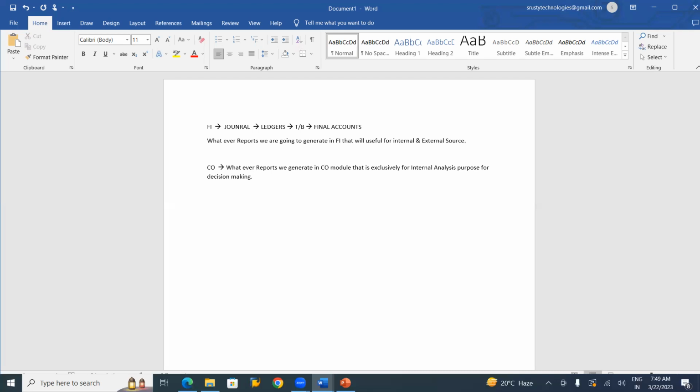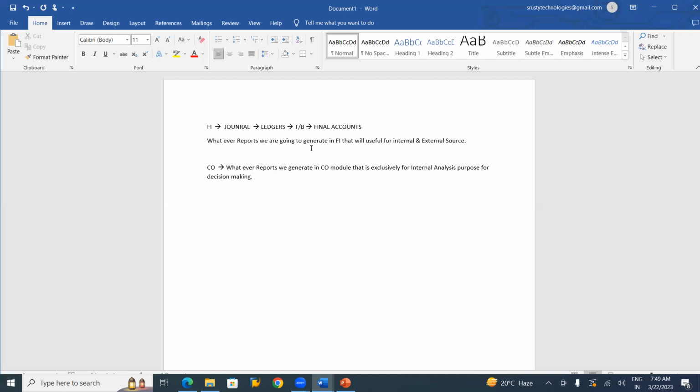Your material reports or your cost sheets, budgets, right? Job sheets, whatever reports you are going to prepare and generate in the CO module are exclusively for internal purpose, and we are not going to showcase them to external people, because we use these reports for internal decision making, demand forecast, supply forecast, and everything will come under this only. Clear? Any questions?